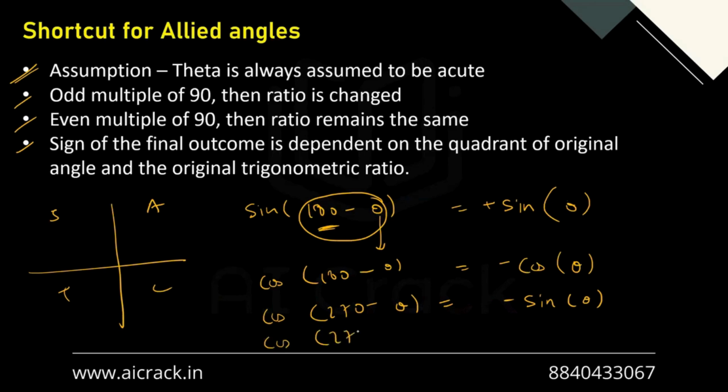In the case of cos of 270 plus theta, our trigonometric ratio is going to change because we have 270 over here, which is an odd multiple of 90. And for the sign, 270 plus theta comes under the fourth quadrant. In the fourth quadrant, cos is always positive. So these are the three rules we have defined, or you can say shortcuts for allied angles, with the help of which you can derive any sort of allied angle formula. Now there must be one doubt: why have we considered theta to be acute, and might it give inaccurate results, right? So let's clarify that doubt as well.